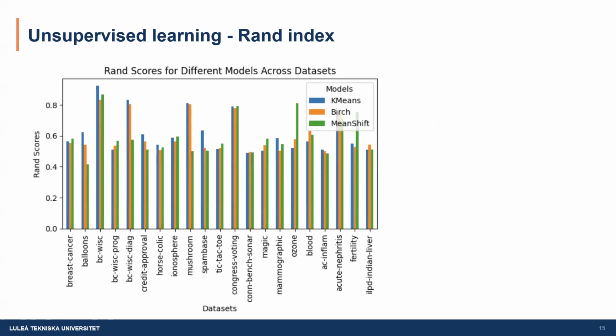And we also check the Rand index of the datasets. Rand index evaluates the similarity between two data clusterings by considering all pairs of samples and counting pairs that are either correctly clustered together or correctly not clustered together.